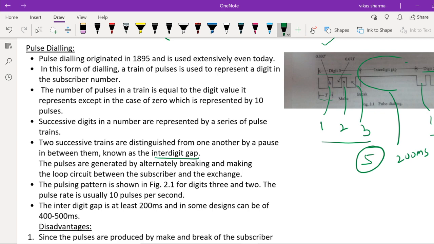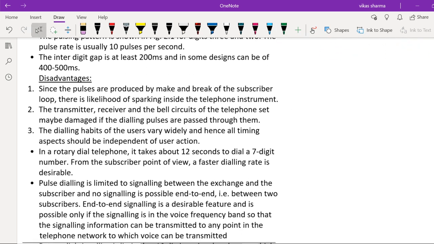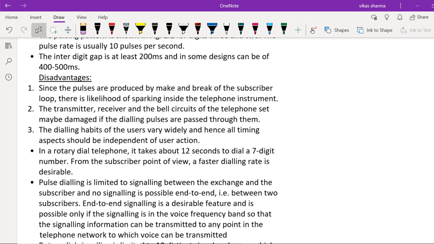But there were certain disadvantages associated with the pulse dialing mechanism. The disadvantages are enlisted here. The pulses are produced by make and break of the subscriber loop, as we have discussed, so there is the possibility of sparking inside the equipment. Now, the transmitter, receiver, and the bell circuits of the telephone sets may get damaged if the dialing pulses are passed through them.